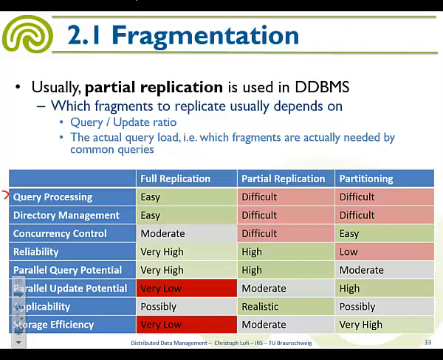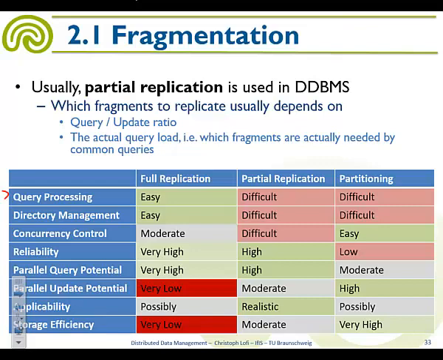Reliability is how likely it is that you lose data. Of course, if you have 100 copies of everything, it's very unlikely that you lose your data because there are tons of copies. If you have every data only once, yeah, that's bad. Then you lose it when it's gone.